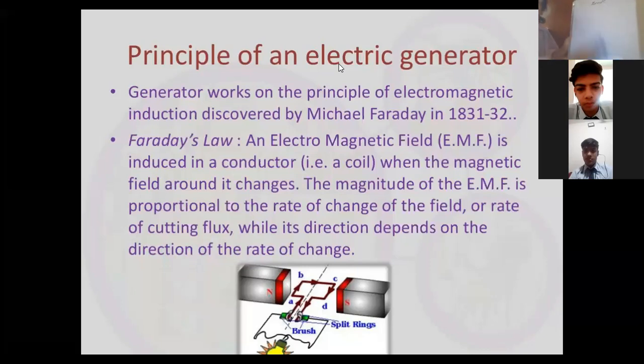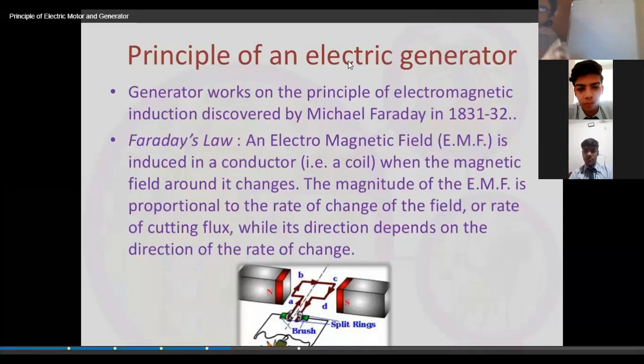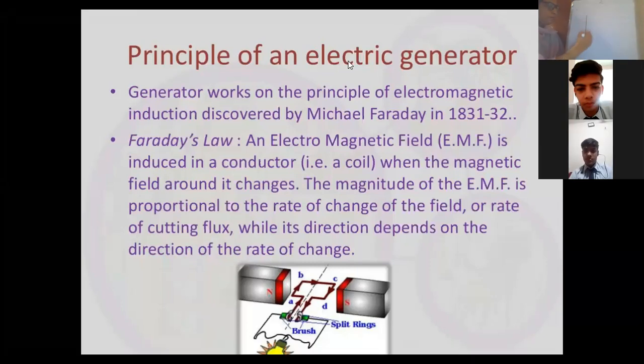Let me give you a simple drawing of the generator. What is a generator? There are two types of generator. One is the DC generator, which generates DC current, and one is the AC generator, which generates AC current. The basic difference between the two is only one thing. What is there? A coil, which is called the armature.